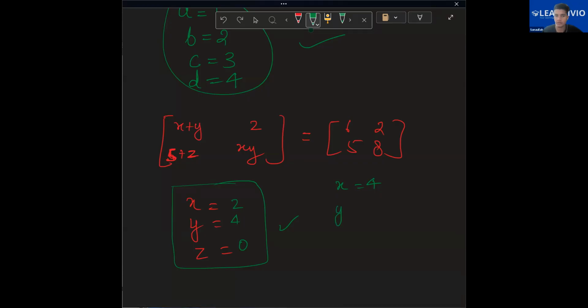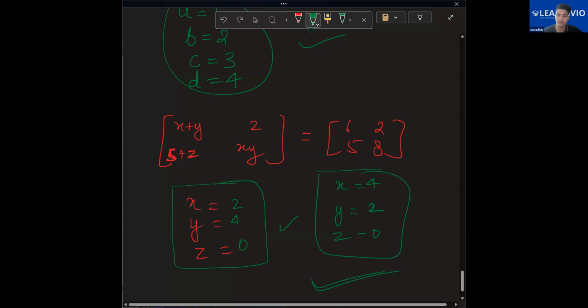If you don't write this in the paper, they will cut 1 mark. That should be the complete answer. That you have x2 and y4 and x4 and y2.